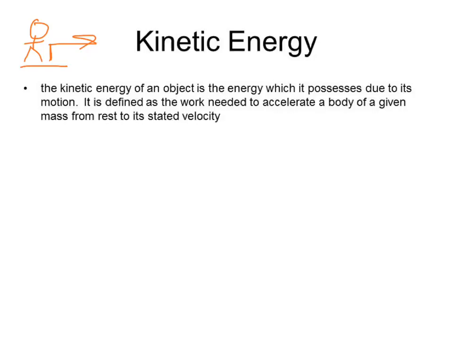If we look at the definition here, the kinetic energy of an object is the energy which it possesses due to its motion. So it's moving. And it is defined as the work needed to accelerate a body of a given mass from rest to its stated velocity. Here are some key words when trying to figure out the formula: the body of a given mass from its rest to its stated velocity. And therefore our formula for kinetic energy is EK equals 1/2 mv squared, m being mass and v being velocity.